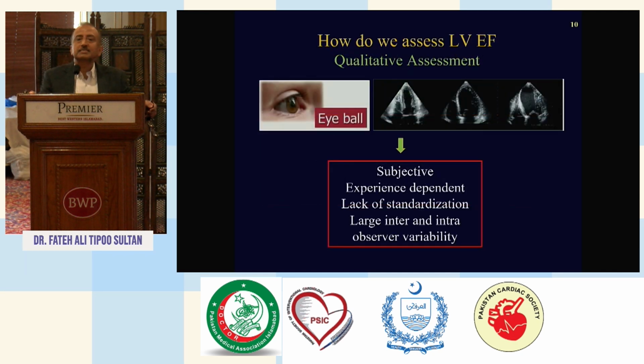But how do we do the ejection fraction on echocardiography? In most of the labs, the ejection fraction is actually done by a visual estimation, which is also called the qualitative assessment, or the eyeballing of the LV function. But eyeballing is a very subjective thing. So visual assessment of the EF is a very subjective thing.